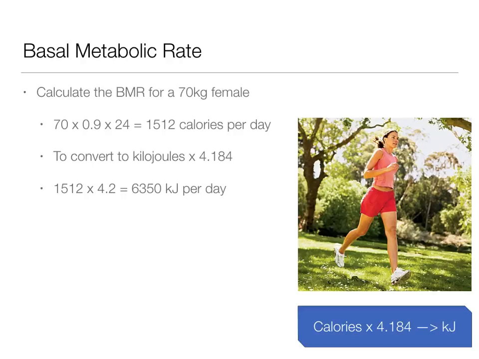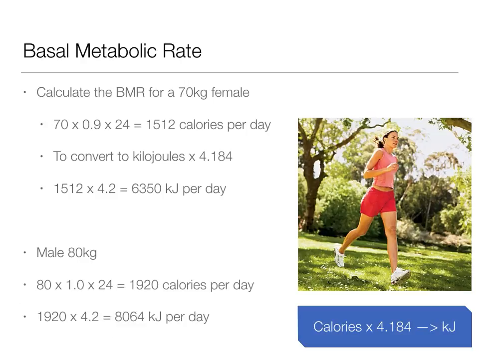Per kilogram, she will burn 0.9 calories for each of the 24 hours in a day. So we can start by multiplying 70 kilograms by 0.9 by 24, which will give us 1,512 calories per day. But in Australia, we don't use calories, we use kilojoules, so we need to use the conversion factor of 4.184 to convert 1,512 to 6,350 kilojoules per day. The process for a male is obviously very similar. However, instead of the factor of 0.9 calories per hour, we use 1.0.